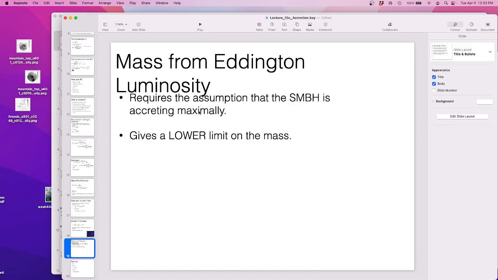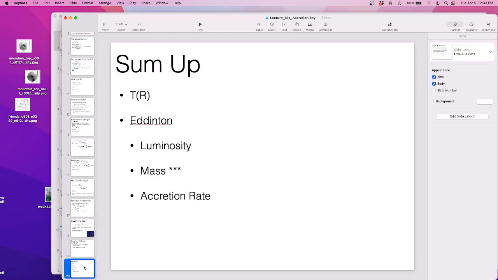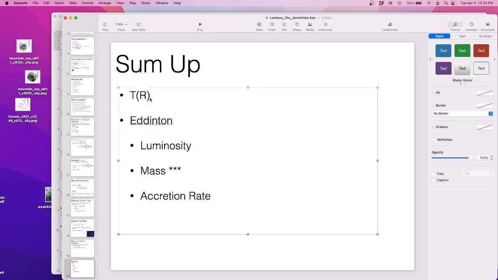Okay, so getting mass from Eddington requires the assumption that the black hole is accreting maximally, and it gives a lower limit. Let's see, what else? Okay, so we found the temperature. Make sure you understand that derivation, not the GR parts, but the rest of it. So it's not super long.